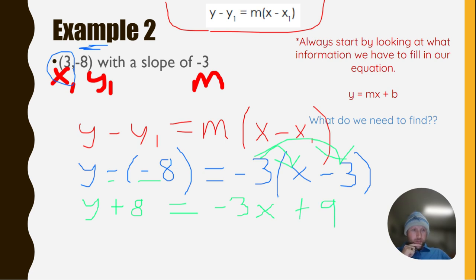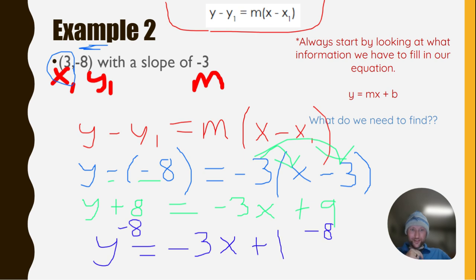And then I'm going to change the color of my mouse so that you can see it. So I'm going to subtract 8. Subtract 8. We get y equals -3x plus 1. Okay, so you see how we did it?